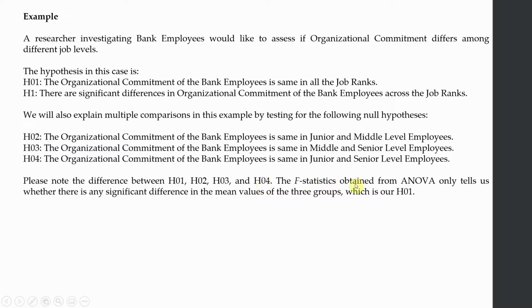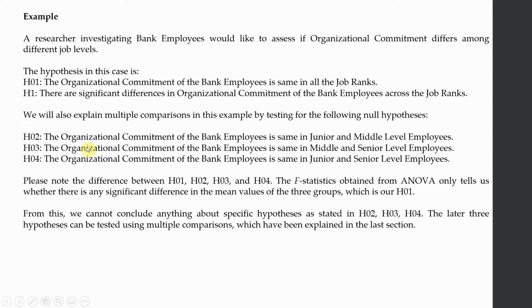The F statistic obtained from ANOVA only tells us whether there is a significant difference in the mean values of the 3 groups, which is our H01. But in order to have individual comparisons, you need these 3 hypotheses. Now from H01, we cannot conclude anything about the specific hypotheses, that is, your H02, H03 and H04. The latter 3 hypotheses can be tested using multiple comparison tests, which have been explained in the later section.